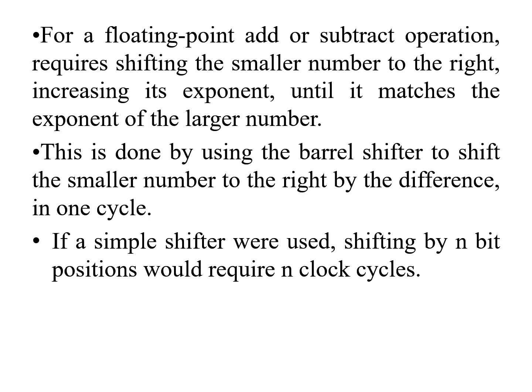For a floating point add or subtract operation, it requires shifting the smaller number to the right, increasing its exponent until it matches the exponent of the larger number. This is done by using the barrel shifter to shift the smaller number to the right by the difference in one cycle. If a simpler shifter were being used, shifting by n bit positions would require n clock cycles.